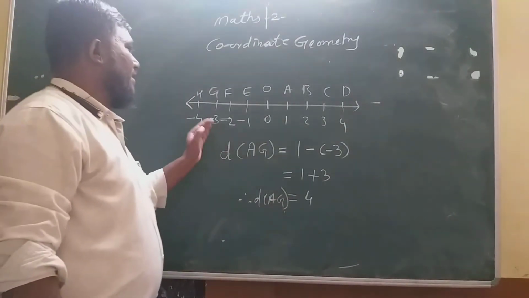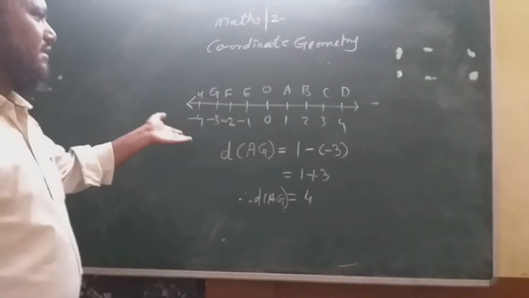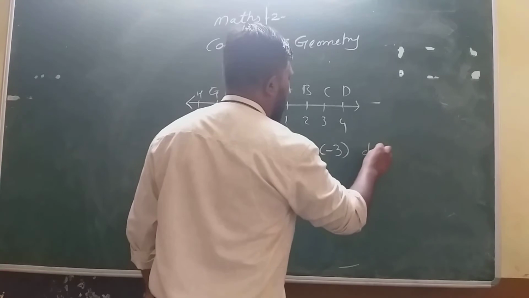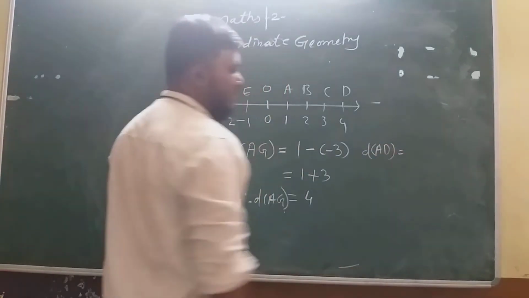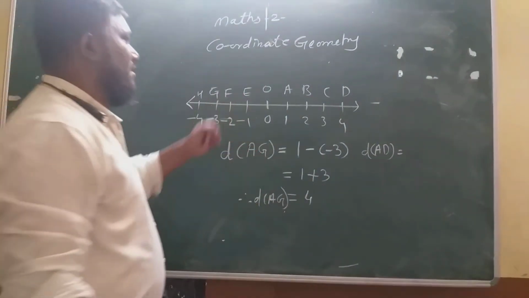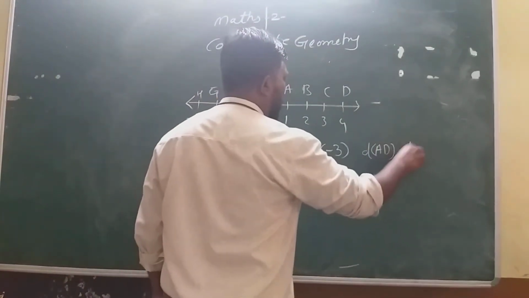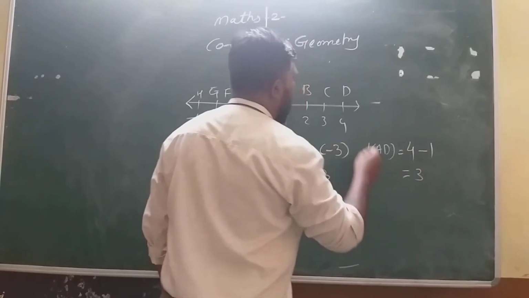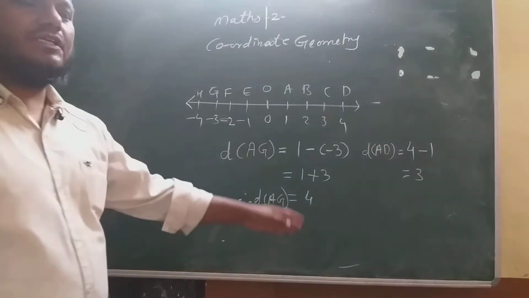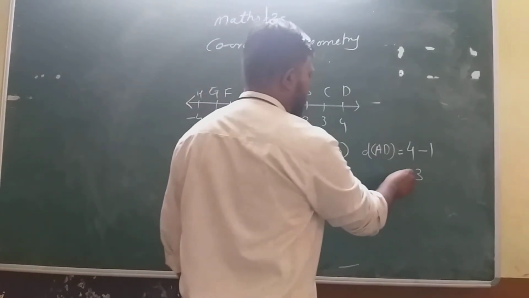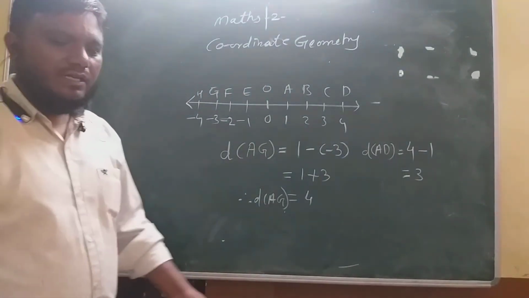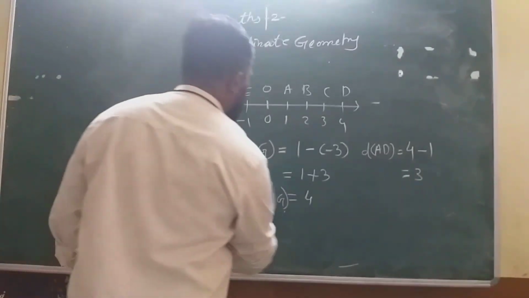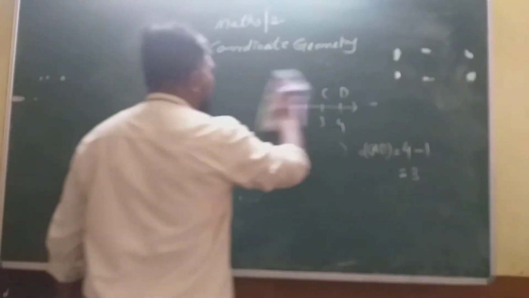So on, we can find another distance from A and D. Find the distance of AD, like this question was there last year. Now, coordinate of D is what? 4, and A is what? 1. 4 minus 1 becomes 3. The distance between A and D is what? 3. So, like this, we have seen in 9th standard. Now, this year in coordinate geometry, we have to find the distance of two points by distance formula.